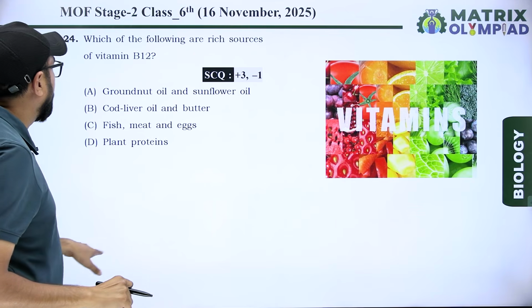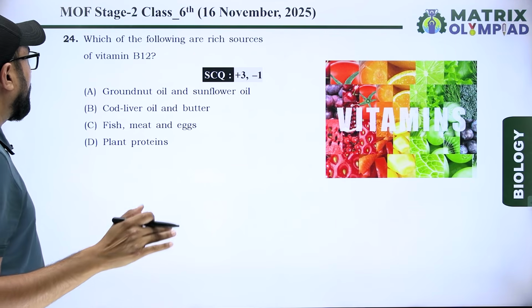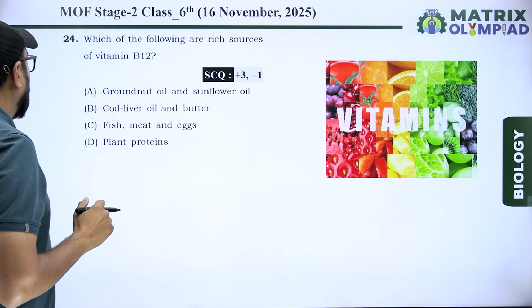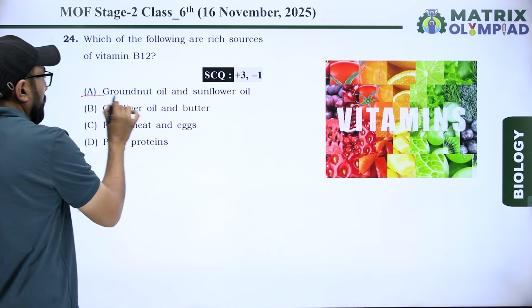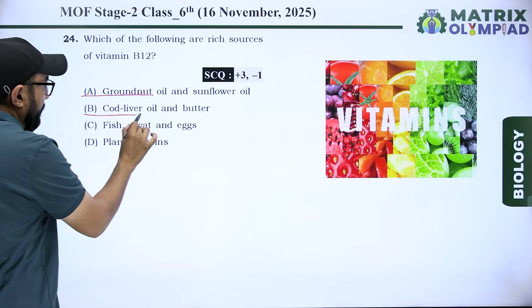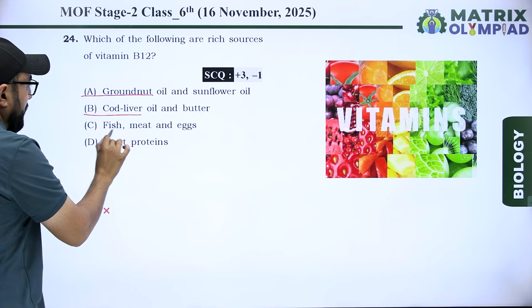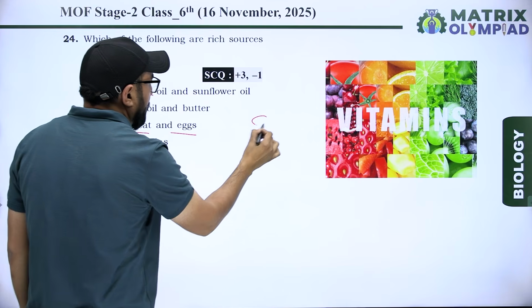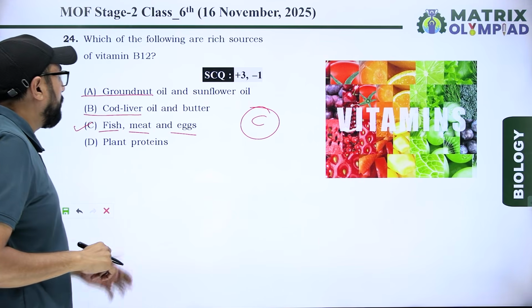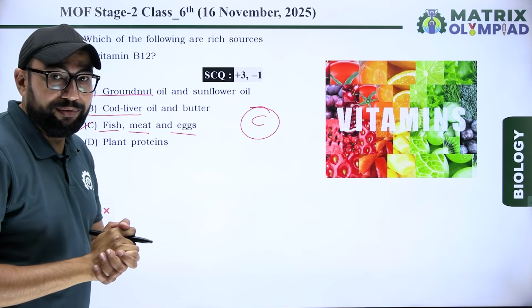Next, which of the following are rich sources of vitamin B12? Groundnut, no. Cod liver, no. Fish, meat and egg, yes. Option C. Option C is right for vitamin B12.